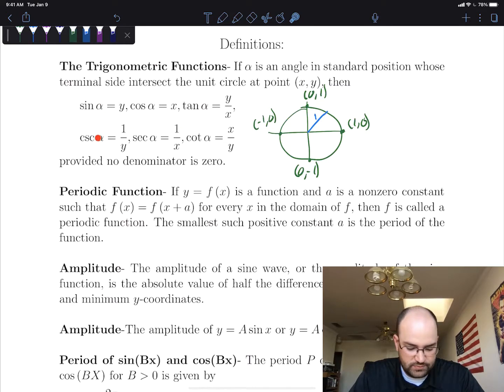Now, sine is the reciprocal of cosecant and vice versa. Cosine is the reciprocal of secant and vice versa. And tangent is the reciprocal of cotangent and vice versa.